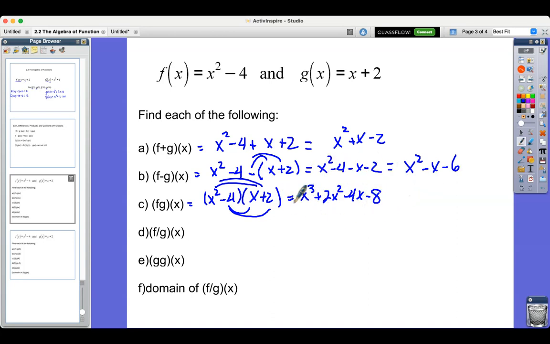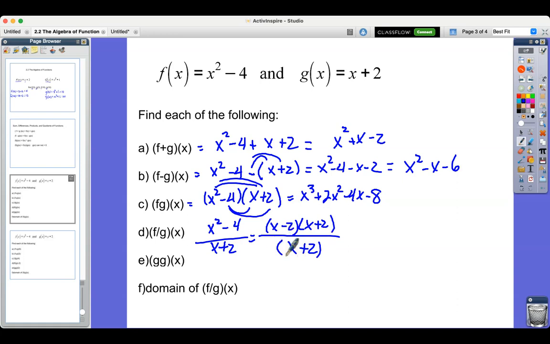So that's our final answer right there. Now, f divided by g. Let's look at that. So we're going to have x squared minus 4 over x plus 2. Now, you would think you're done, but x squared minus 4 does simplify, y'all. That's a difference of squares. That's an x minus 2 times an x plus 2 all over x plus 2.